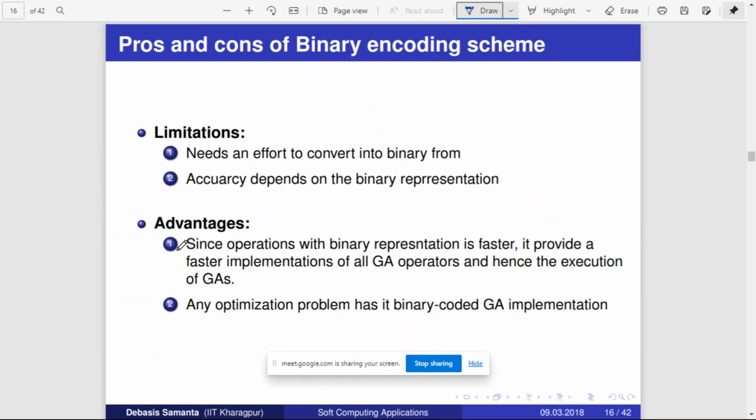Okay. So these are the limitations of binary encoding scheme. It needs an effort to convert it to binary form. So you have to represent the values in binary form. When you want to write the algorithm, or when you want to program, everything should be converted to binary notation, right? So accuracy depends on the binary representation. These are the limitations and advantage.